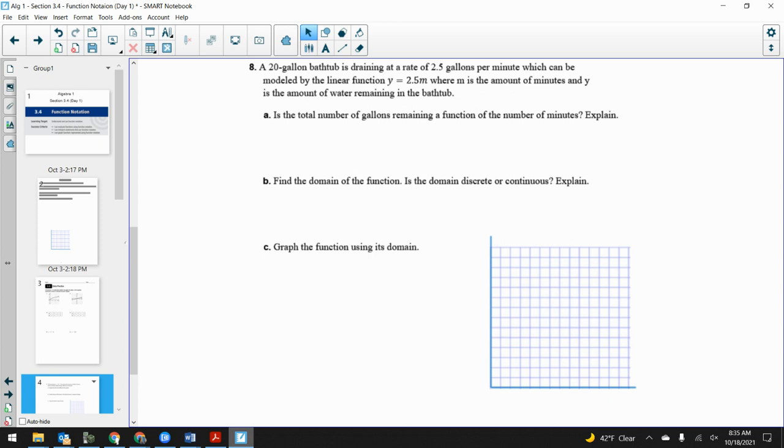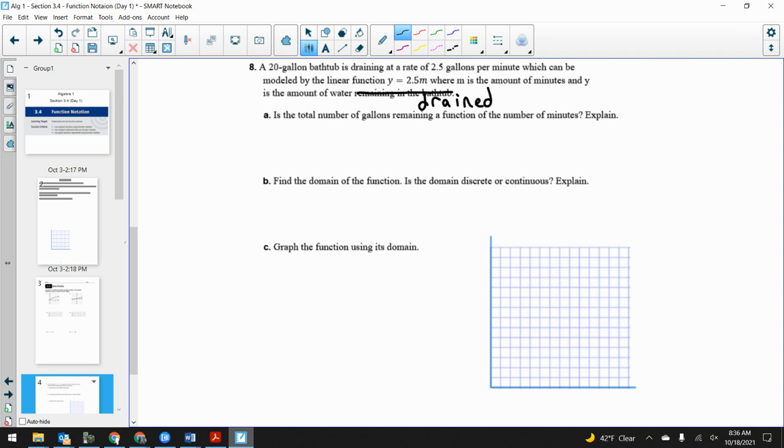A 20-gallon bathtub is draining at a rate of 2.5 gallons per minute, which can be modeled by the linear function y is equal to 2.5 m, where m is the amount of minutes and y, and now this is what I have to change. Y is not the amount of water remaining. Y actually is going to give us the amount of water drained out of the tub, okay? So everybody go ahead and cross that out there, the amount of water drained. The amount of water that has gone out of the tub.